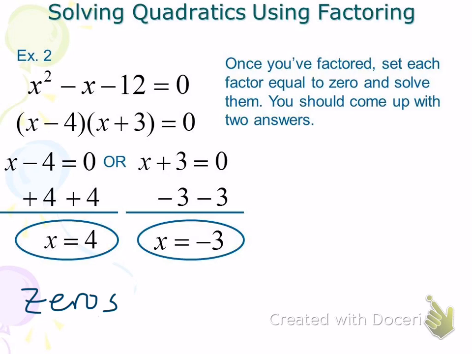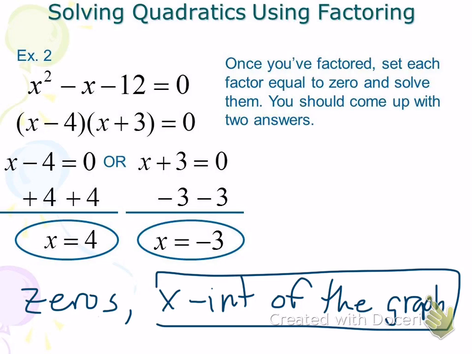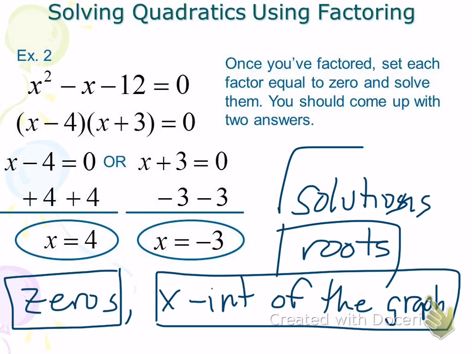So these are zeros. They are also, y'all watch, this is important because this is coming up a little bit later, the two x-intercepts of the graph. So when we're graphing these things a little bit later, they're x-intercepts, right? Zeros, solutions, also called roots. These four things are synonymous.